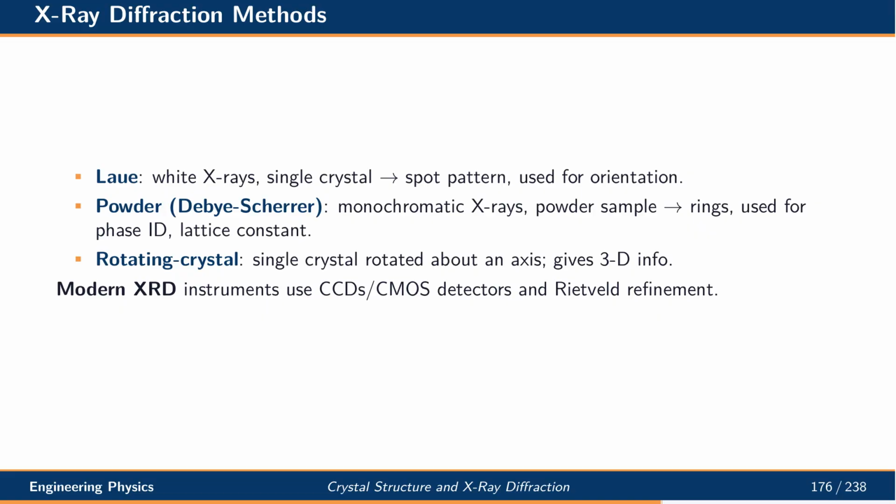Several X-ray diffraction methods are used in practice. The Laue method uses white X-rays on a single crystal and produces a spot pattern used for orientation analysis. The powder method, often called Debye-Scherrer, uses monochromatic X-rays on powdered samples and produces concentric rings used for phase identification. The rotating crystal method spins a single crystal about an axis and gives three-dimensional structural information. Modern XRD instruments use CCD or CMOS detectors and Rietveld refinement.